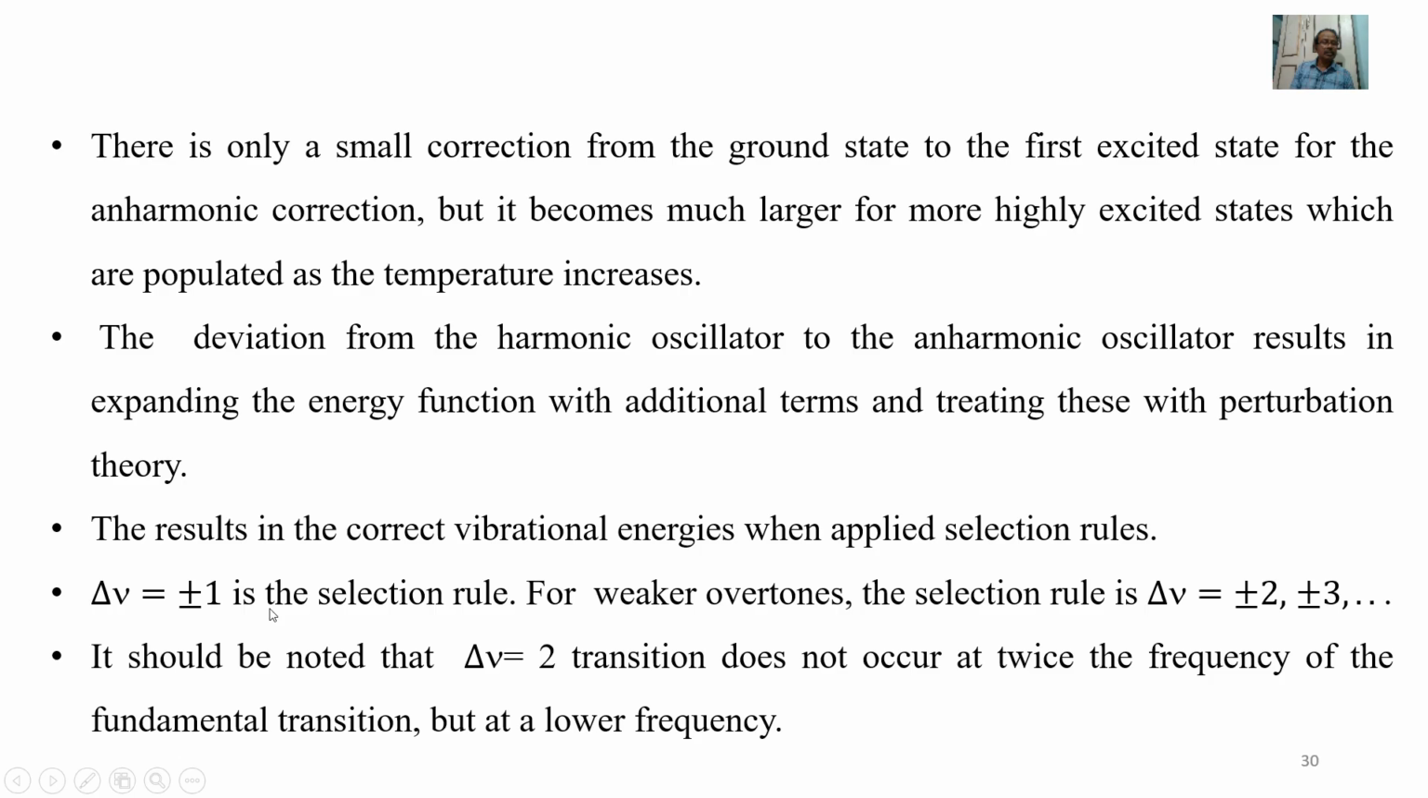The selection rule is del nu equals plus or minus 1. For weaker overtones, the selection rule is del nu equal to plus or minus 2, plus or minus 3. For the strong and more intense fundamental, the selection rule is del nu equals plus or minus 1. It should be noted that the del nu equals 2 transition does not occur at twice the frequency of the fundamental transition, but at a lower frequency.